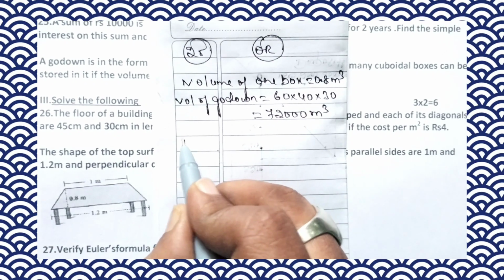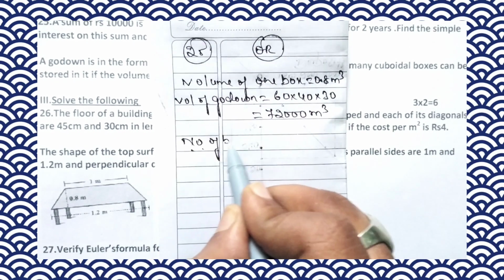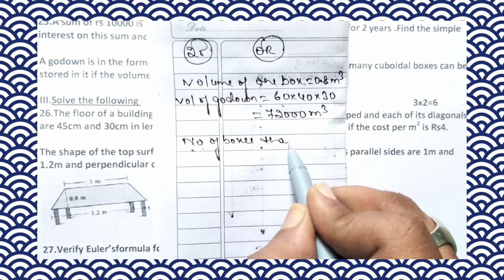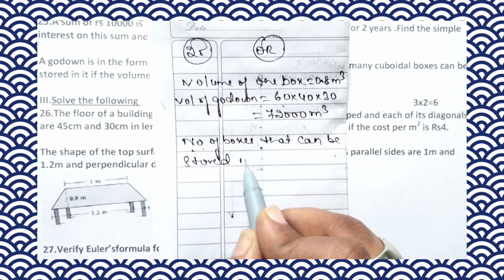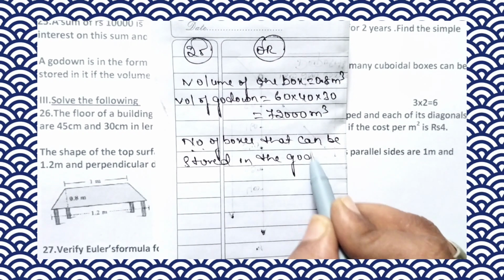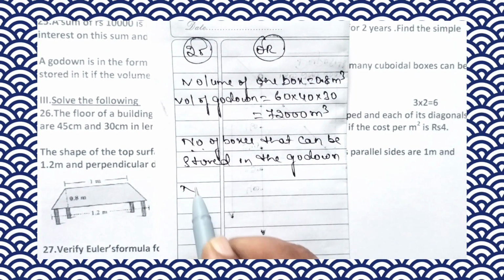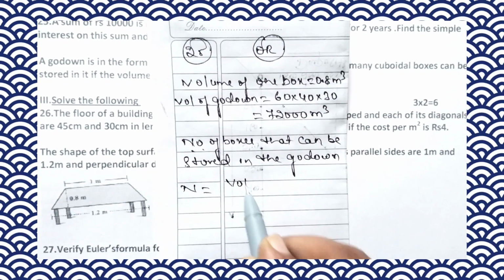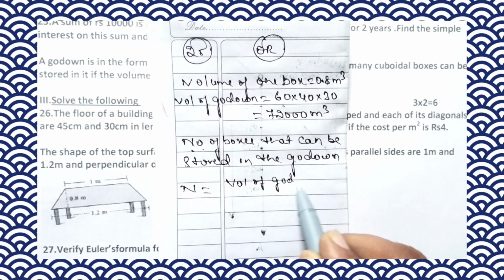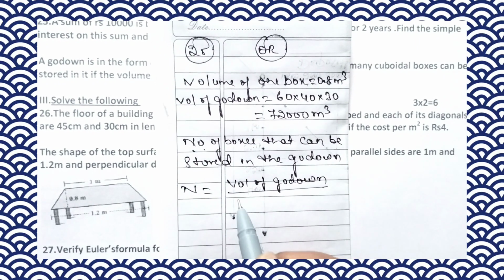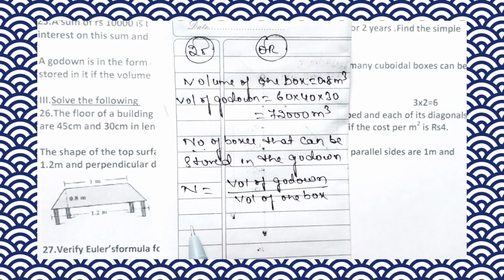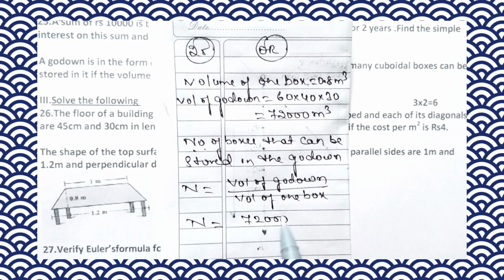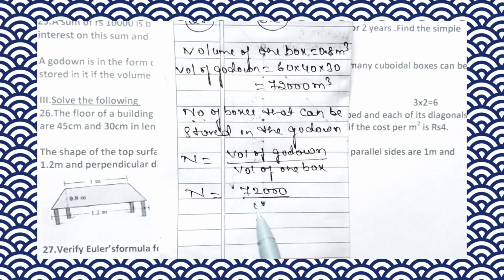So we have to calculate the number of boxes that can be stored in the godown. To calculate this, divide the volume of the godown by the volume of one box. So number of boxes is equal to, what is the volume of the godown? 72,000 divided by, what is the volume of one box?